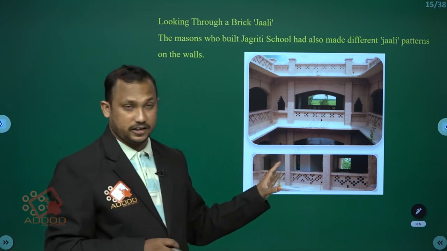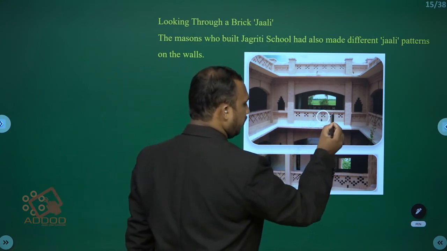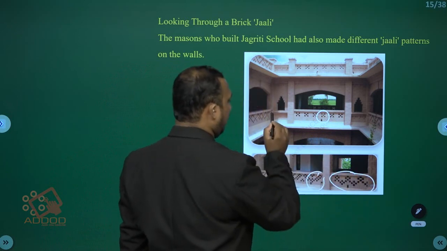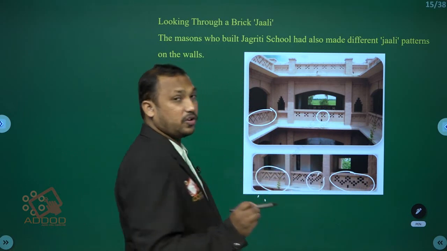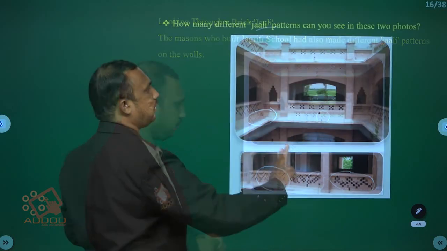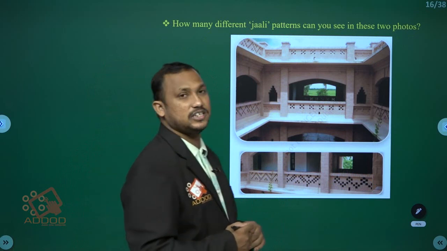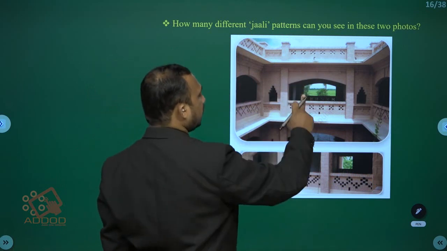Okay, in that Jagriti school, see these are the holes you can find. These are the types of patterns. These are called jalis. We call them brick jalis. Let's see some more. How many different jali patterns can you see in these photos? Same types should not be repeated. So this one and this one are the same.